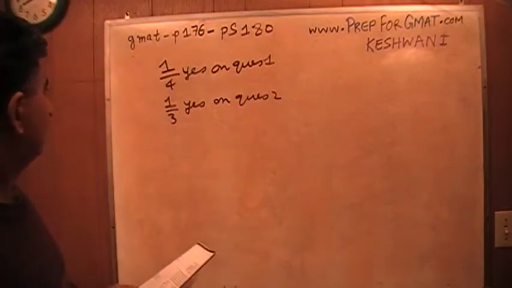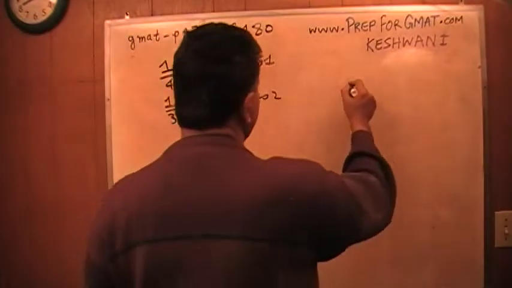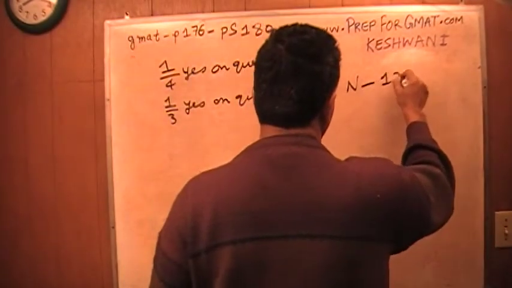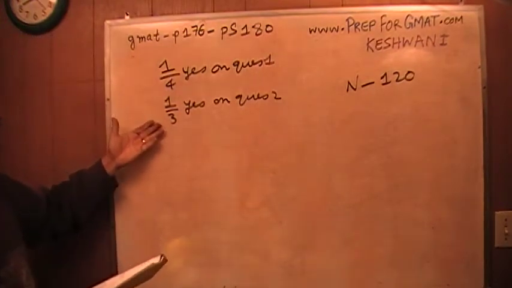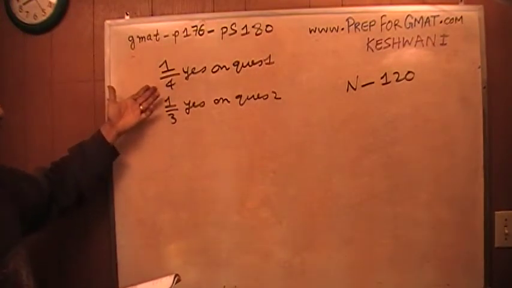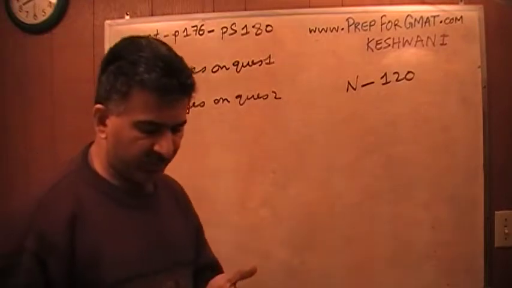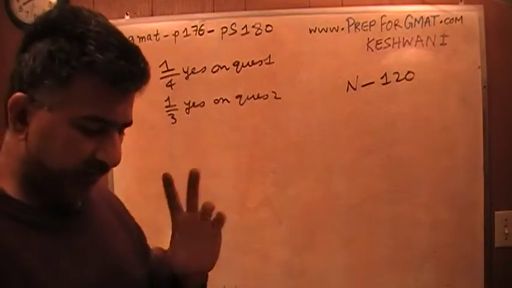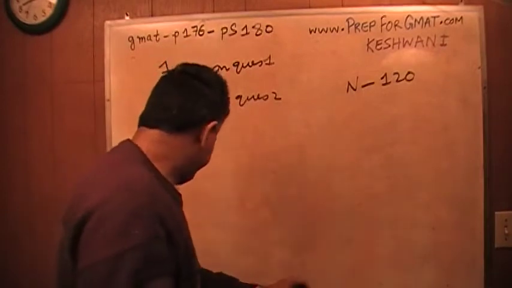So I'm going to plug in a number. For n, let's pretend that n equals 120. Why 120? Because I need something that goes into both 4 and 3. The number that goes into both 4 and 3 is 12. I don't want to plug in 12 because 12 appears in the answer choices, and that could cause problems. So I plug in 120. So let's do it together.